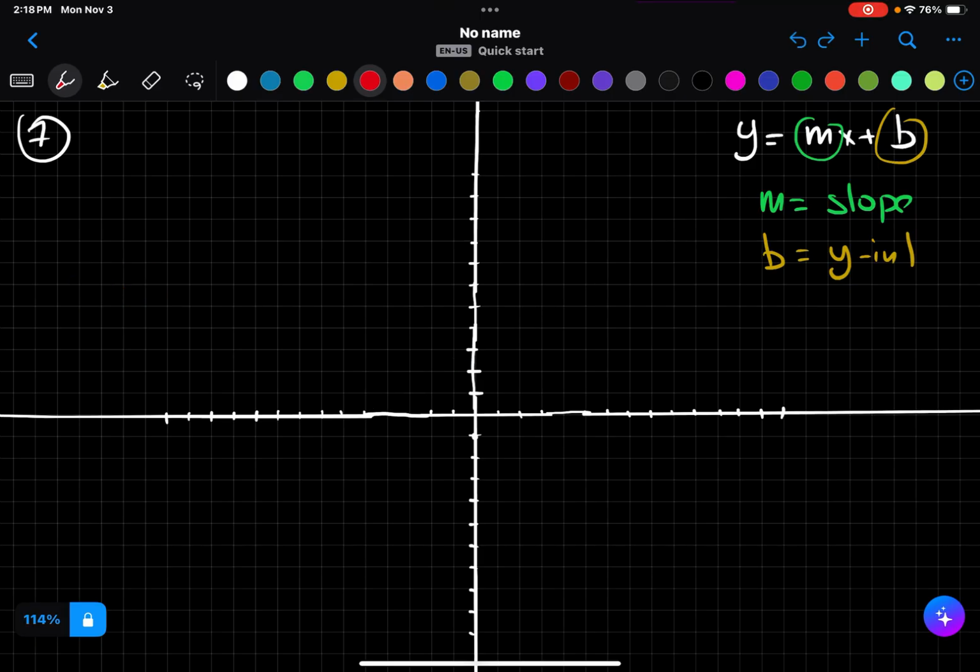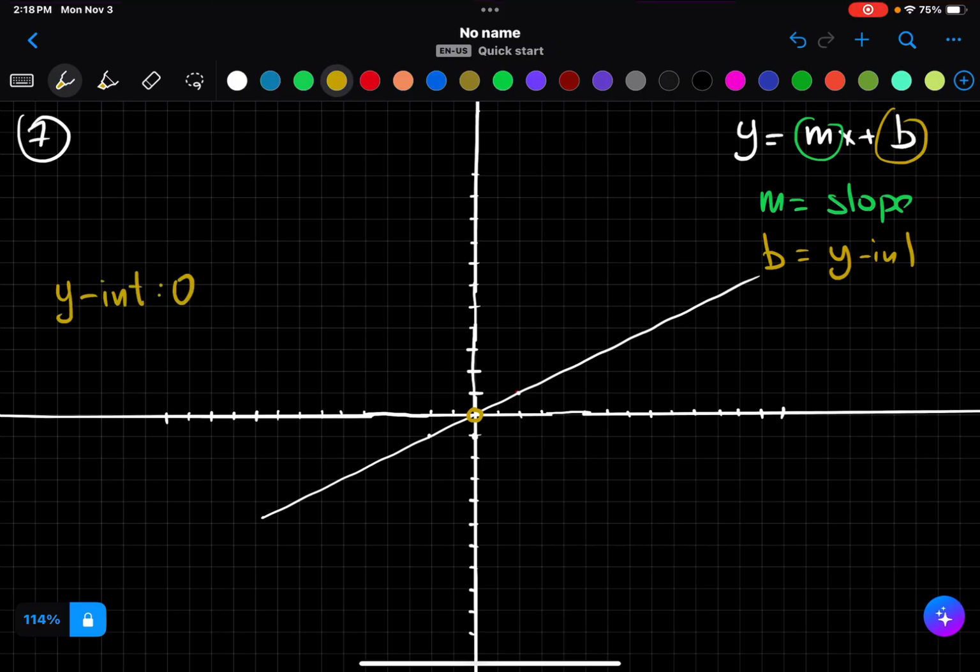Okay, so number 8, let's see here. Let's go ahead and graph it. It is a line that looks something like this. And once again, the first thing you want to do is find where it crosses the y. It crosses the y right here, right at the center. So your y-intercept is 0.